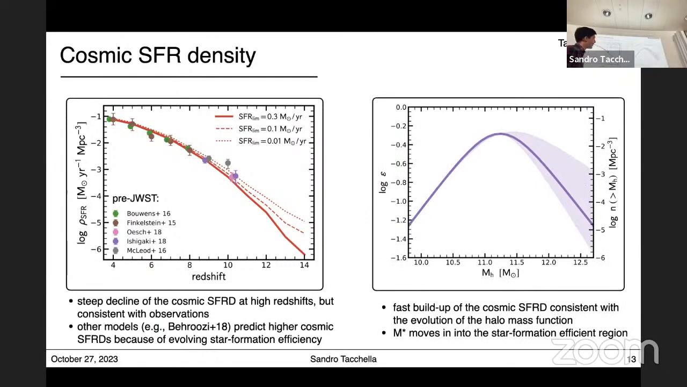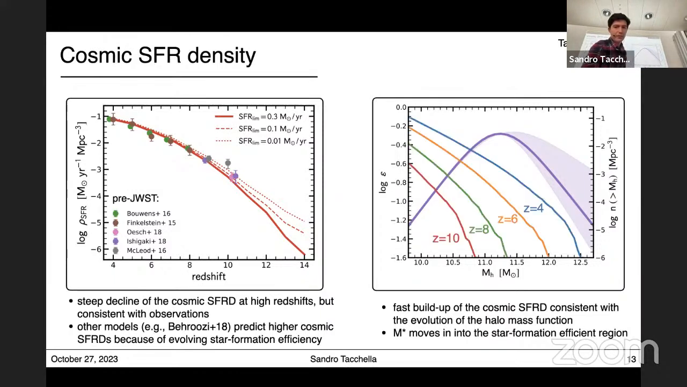So how can this be understood? Well, it's basically, to first order, a convolution of the star formation efficiency with the halo mass function, right, which is shown on the right side of the y-axis.